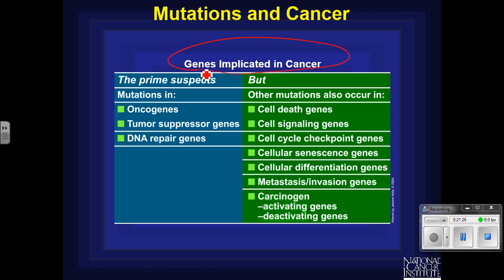Genes that are implicated in cancer, we talked a little bit about these: oncogenes, tumor suppressor genes, and the DNA repair genes. These are the three main ones that they've identified. But other mutations can also occur in cell death genes, cell signaling, where one cell is not sending a signal to another, the checkpoints in the cell cycle that we talked about, all kinds of things. Cells that are a part of the differentiation process, which is how your cells become specialized. And then carcinogens can actually activate or deactivate genes too.